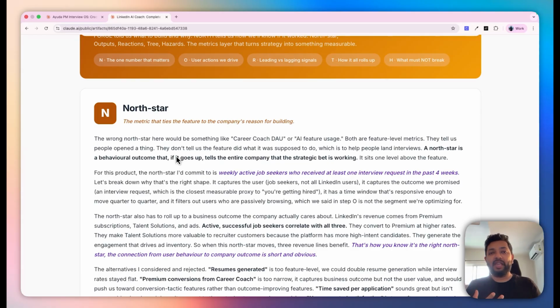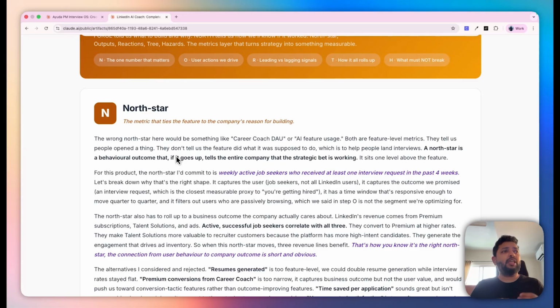So here what I've selected is weekly active job seekers who have received at least one interview request in the past 4 weeks. So people who have taken at least one AI interview in the past 4 weeks. Now you can play around with it. It could be 2 weeks, 4 weeks, 6 weeks. That's absolutely fine. The main goal is that the North Star is weekly active job seekers who've received at least one interview request in the last 4 weeks, right?